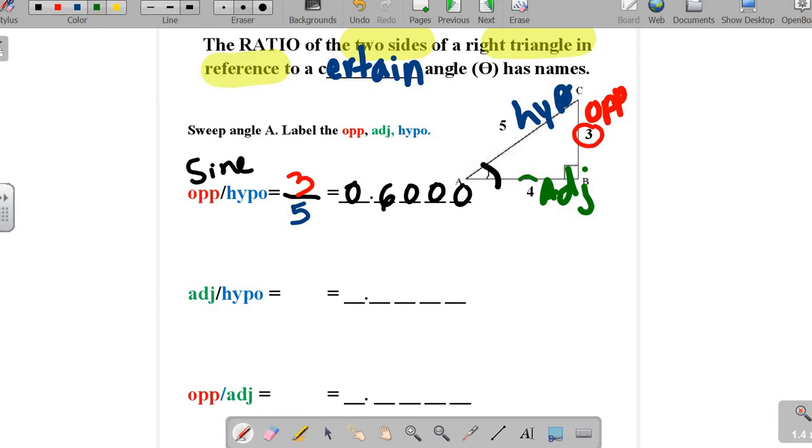Adjacent over hypo. In this case, our adjacent is going to be 4. And our hypo is 5. 4/5 of $1 is 80 cents. Adjacent over hypo, that has a name. That's called the cosine ratio.